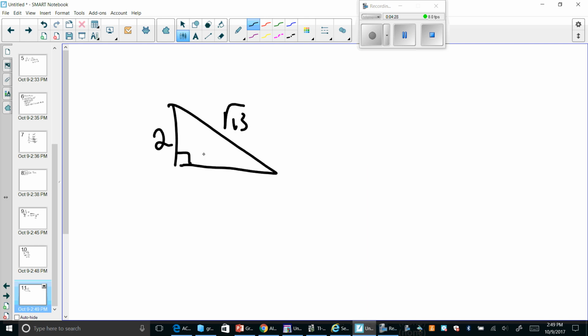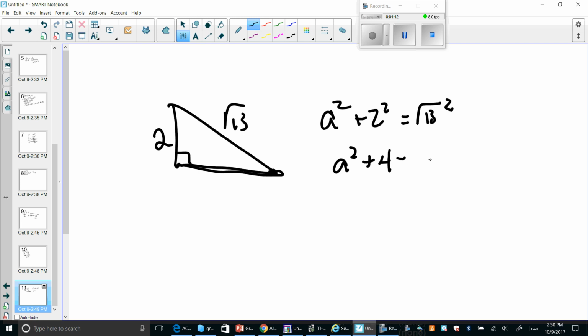So I've got a triangle where this side is 2 and this side is the square root of 13. They want me to find the area. The first thing I've got to do is find this other side, and I'm going to use the Pythagorean theorem. So a squared plus 2 squared equals the square root of 13 squared. That's a squared plus 4 equals 13, because the square root of 13 squared is 13. Subtract 4, I get a squared equals 9. So this bottom side here is 3.